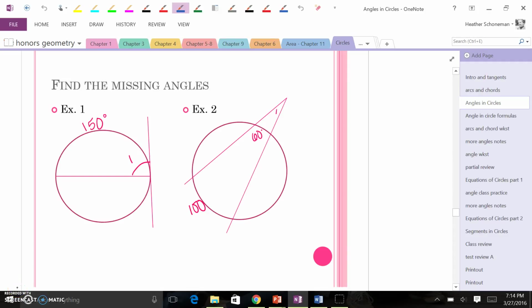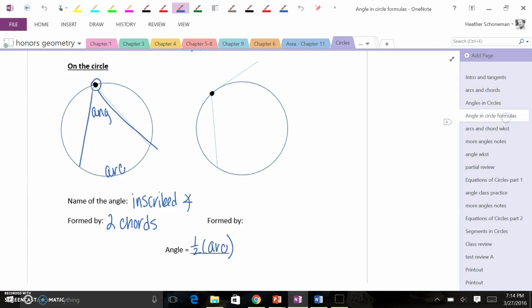Okay, we're going to continue with our notes about angles and circles. But now we have to decide what to do if it's not a central or an inscribed angle. So let's first look at your angle and circles formula sheet.